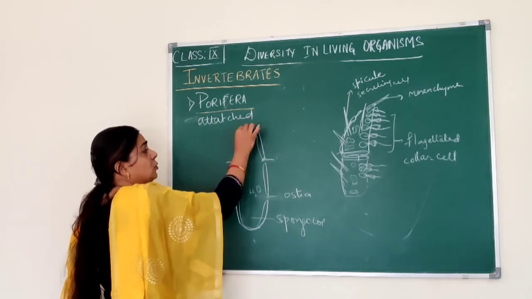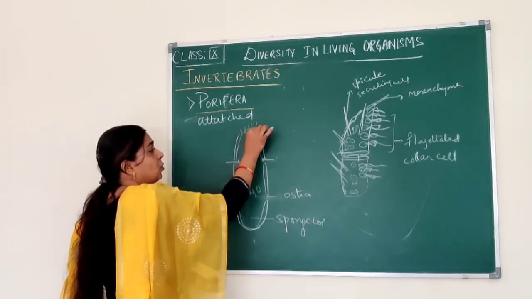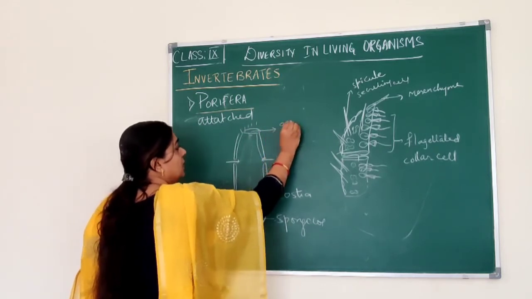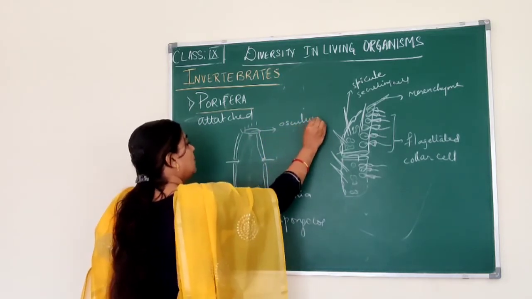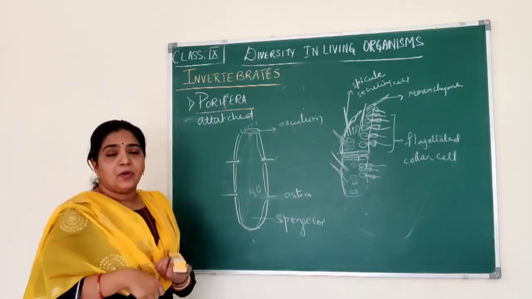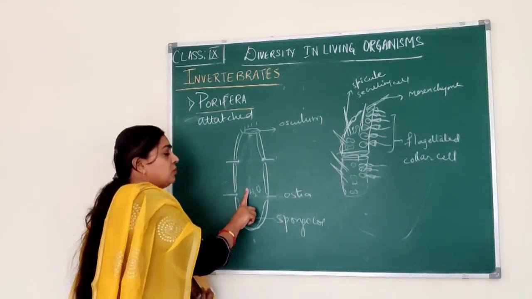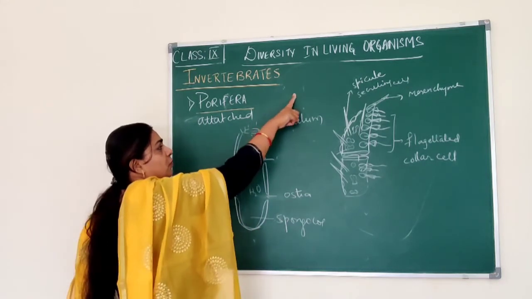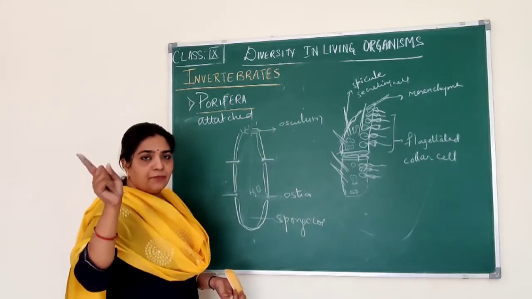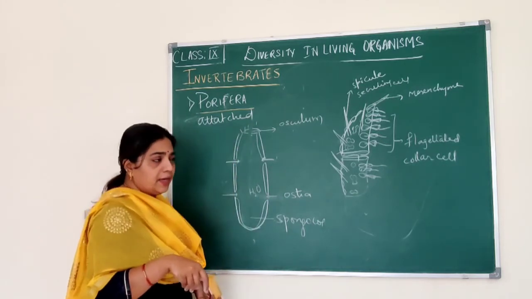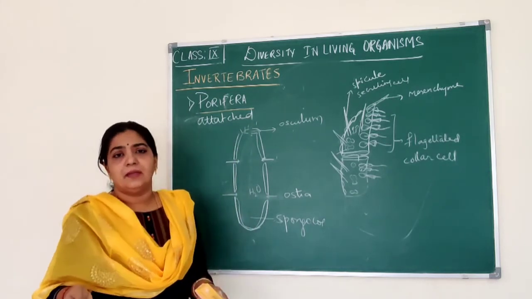They have a large opening here. This large opening is called osculum. The water will enter through the ostia, move through the cavity, and be thrown out through the osculum. This is the attached end, and this is the free end. So that's how they get their food.